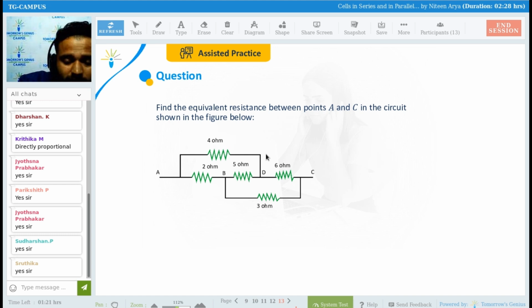Very easy it is. You just need to form this into the... I mean, you just need to convert this into a Wheatstone bridge balance condition, and believe me, this is the balance condition. And then you need to find the total resistance.